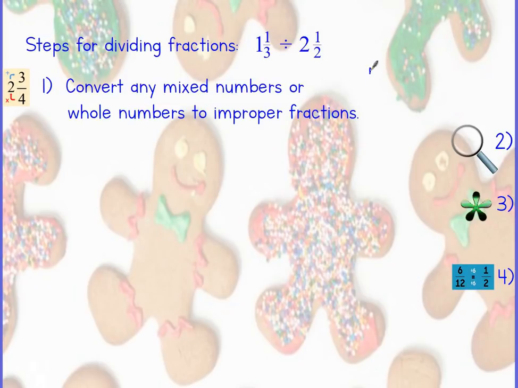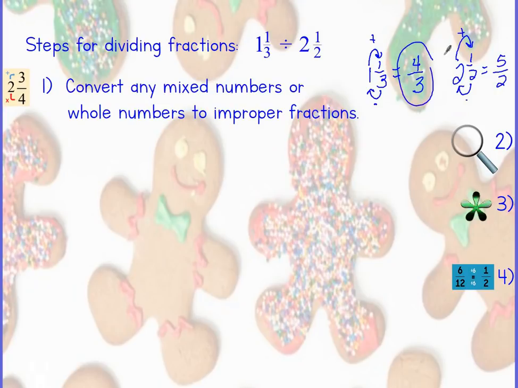So I have to take 1 1/3. I have one group of 3 plus the one that's left over, so that equals 4/3. And then I have 2 1/2. So I have 2 groups of 2, so that's 4 plus the 1 extra, so that's 5 halves. Okay, so here are my new mixed numbers.